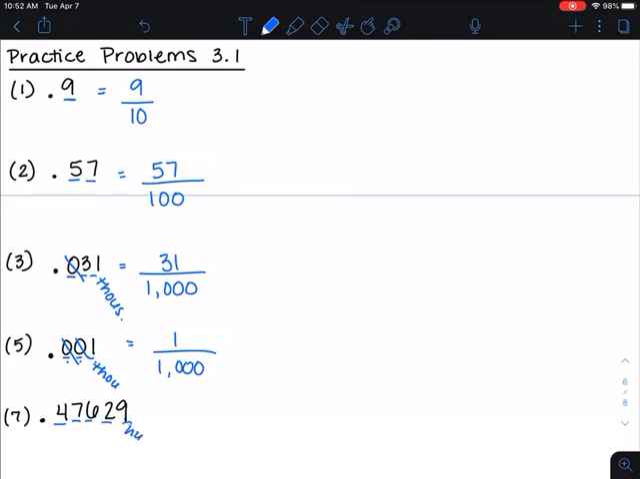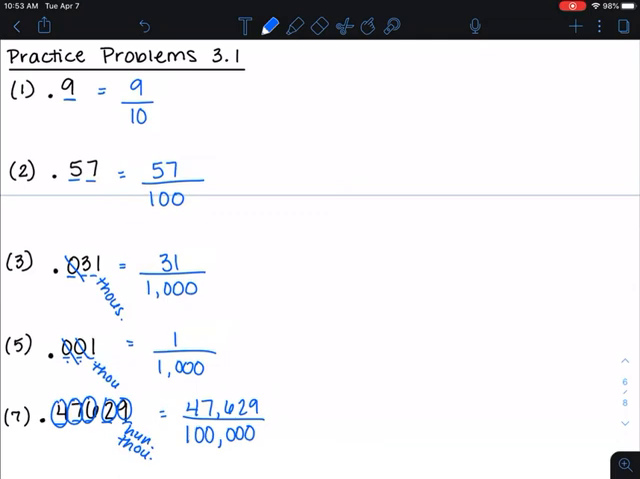Alright, here we have tenths, hundredths, thousandths, ten thousandths, hundred thousandths. So I'm going to write my number as my numerator. 47629. And how many spots do I have? 1, 2, 3, 4, 5. So I will have 5 zeros. And this will be my fraction.